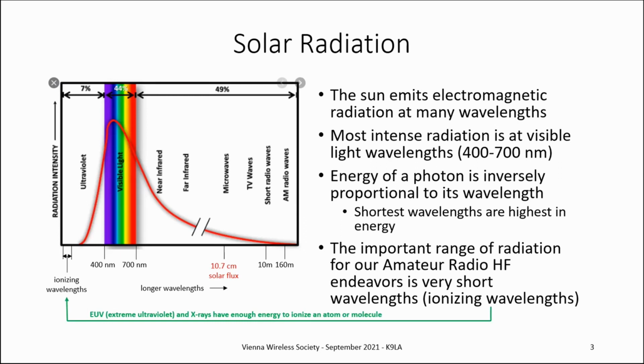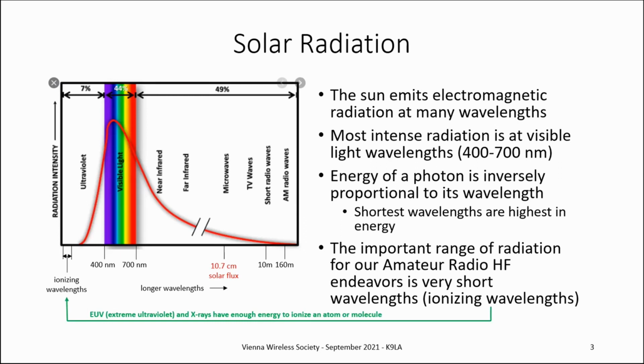Now, the important range of radiation for our amateur radio HF bands is very short wavelengths. And if you follow that green line all the way over to the left, that's where the ionizing wavelengths are that create the ionosphere. And it consists of extreme ultraviolet, you've probably heard of that, and also X-rays. They also ionize the lower regions, and we'll get into that in a little bit.